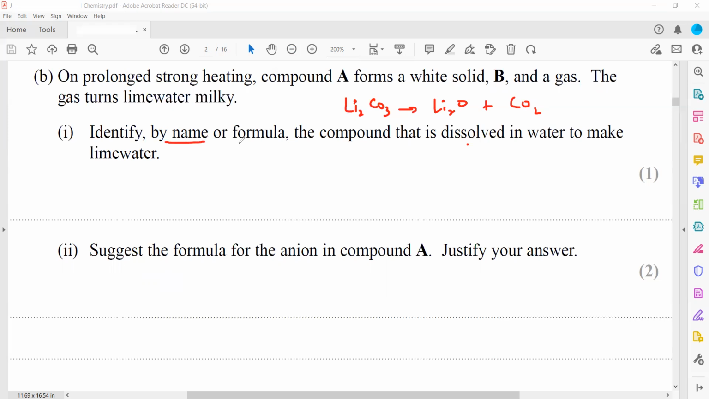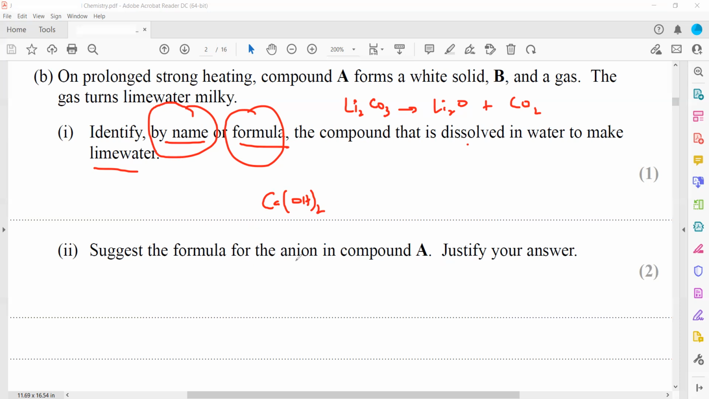So identify by name or formula. Here we have both options: either we can write the name or we can write a formula. The compound that dissolves in water to make lime water. So which compound do we dissolve in water to prepare lime water? Basically that is slaked lime or calcium hydroxide. Calcium oxide is also acceptable, but normally we dissolve solid calcium hydroxide in water to make lime water. We don't have to mention a state symbol, just the formula, or you can write calcium hydroxide or slaked lime.